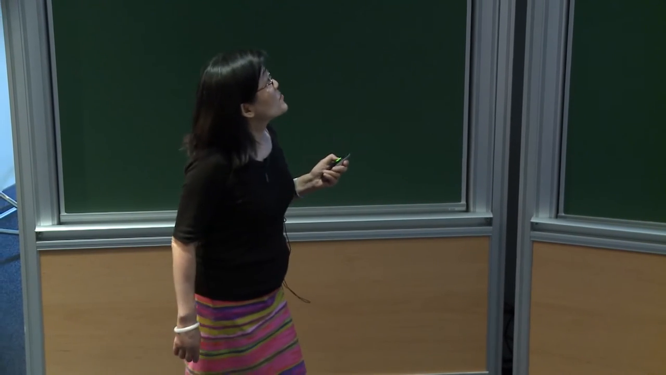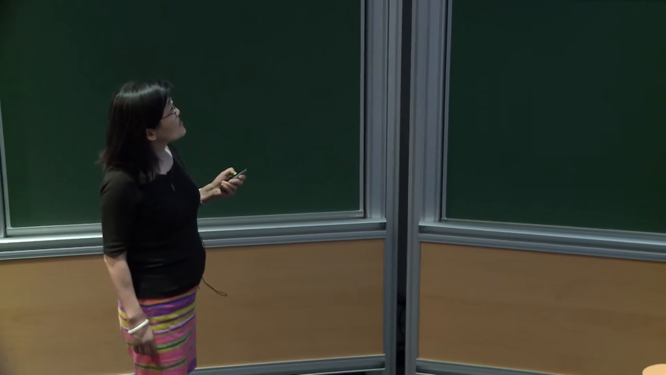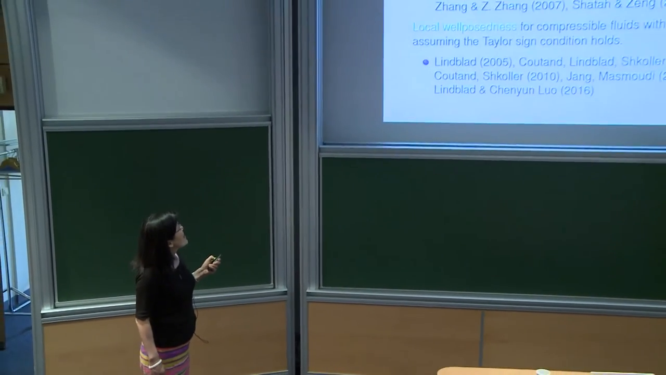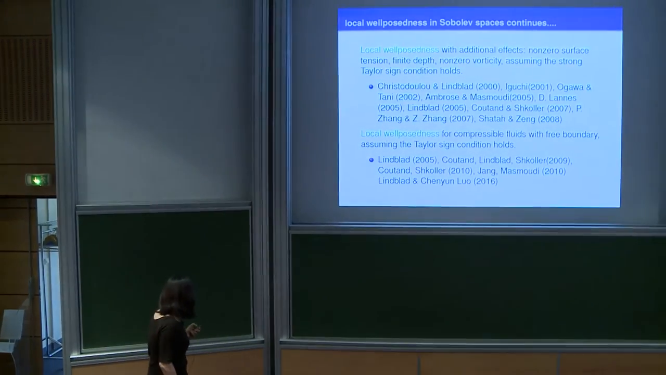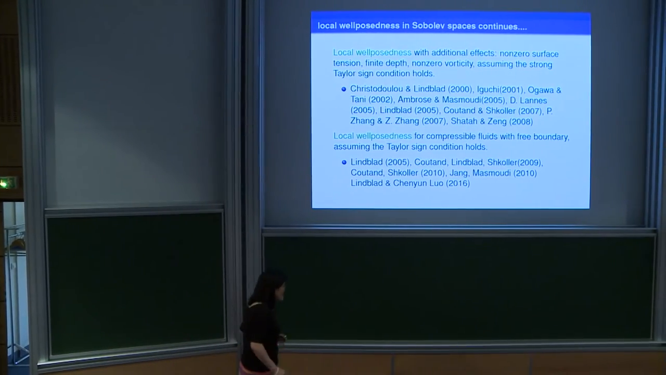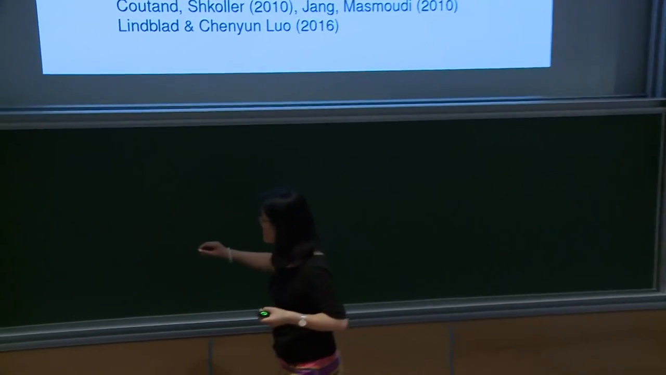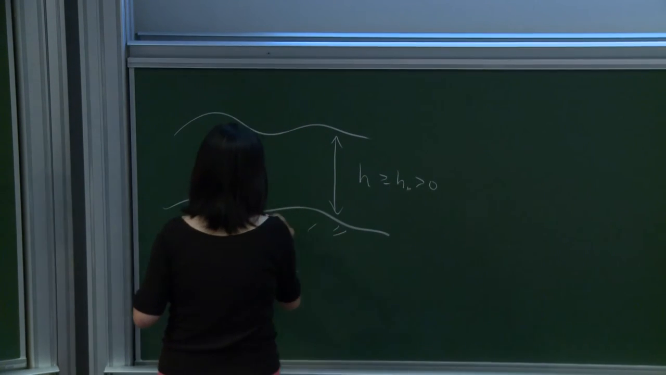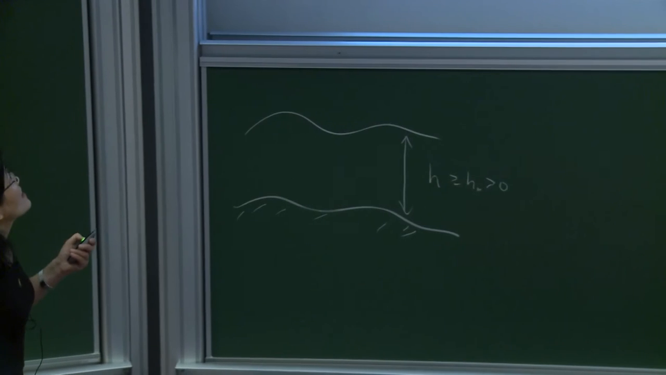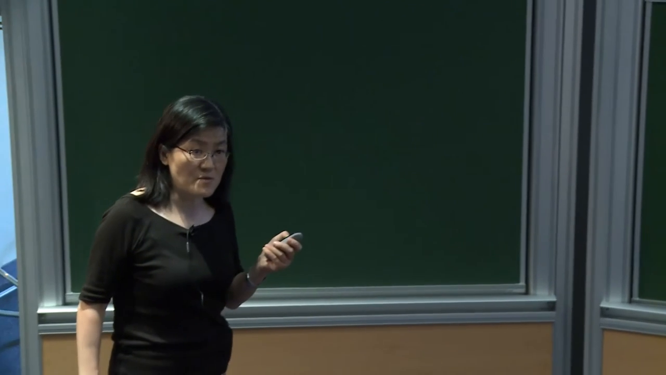Okay, so the local well-posedness since then has been extended to many more complex settings. For example, you can include non-zero surface tension and finite depth, and you can also include non-zero vorticity. So let me just mention that so far, finite depth always means the height is bounded below. Okay, so the bottom of the fluid and the interface do not interact. Okay, so this is the fluid, and this is the bottom. So the minimum height, the height has a strict lower bound. Okay, so this is the bottom. But in all these works, the Taylor sign condition does not hold automatically, and you have to assume it.